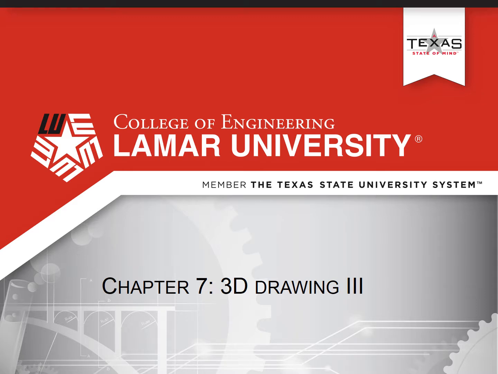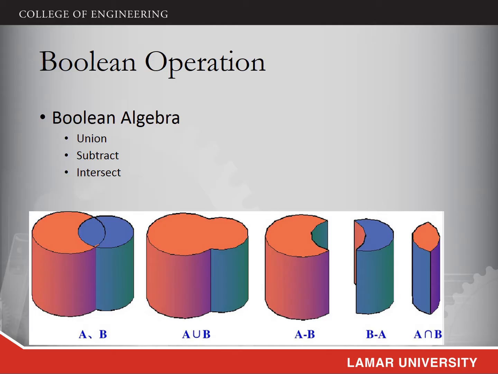In this lecture, we will learn some advanced functions for three-dimensional joinings, including Boolean operations and two-dimensional conversion functions. First, let's go to see the Boolean operations. Actually, the Boolean operations can help us to draw some very complex three-dimensional objects. In AutoCAD, there are three fundamental Boolean algebra functions: union, subtract, and intersect. Let's go to see the details of these three functions.